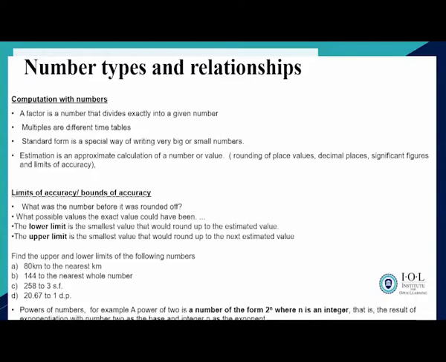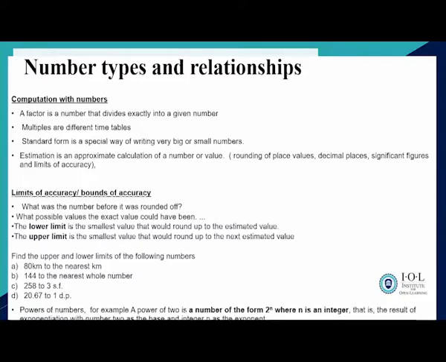Standard form, a special way of writing very big or very small numbers. You should also be aware of that. Estimation and approximate calculation of a value. That means rounded to place values, decimal places, significant figures, limits of accuracy. All those things are under estimation and approximation. Okay, now as I said, I want us to look a little bit at limits of accuracy, or in other words, bounds of accuracy. What was the number before it was rounded off?